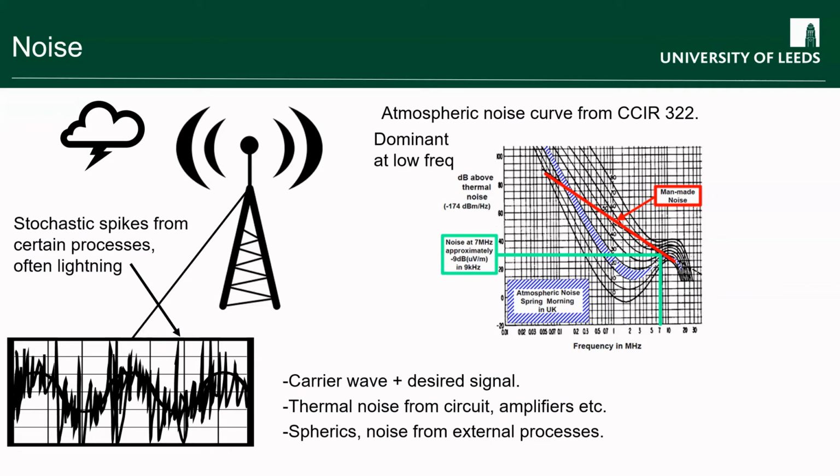So the chart on the screen here shows the typical noise level of an atmosphere, just intrinsically in the atmosphere. And the blue shaded region is the noise levels you get as a function of frequency, just on a calm spring morning. So we're not even talking about a particularly stormy point, which obviously would be worse.